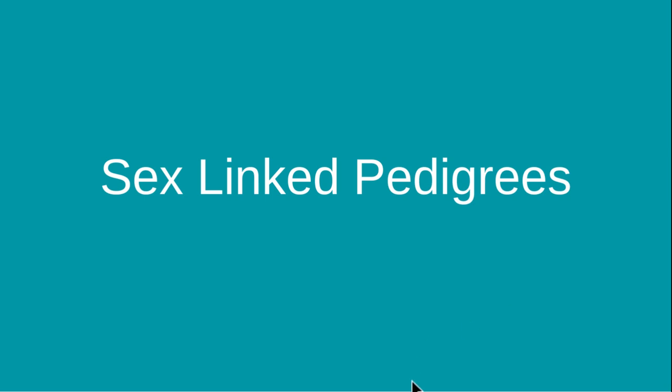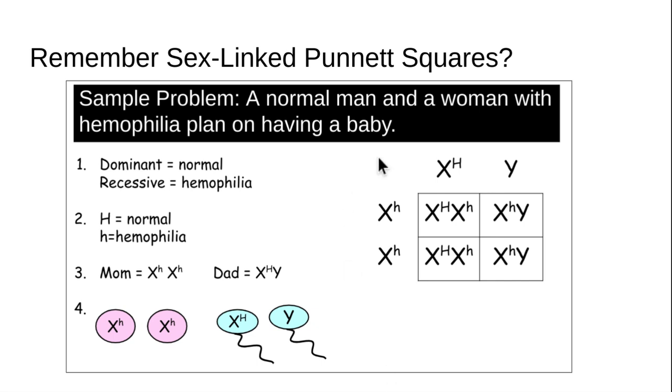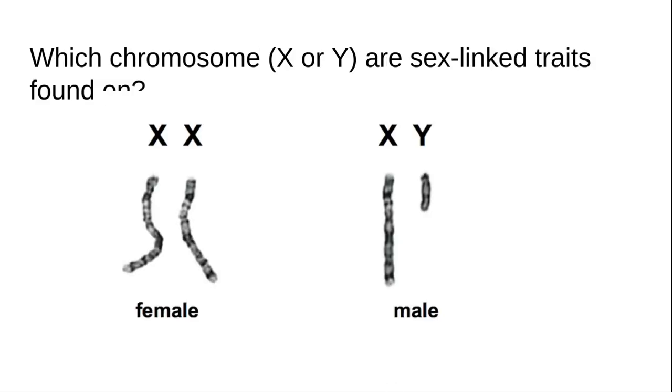So today we're going to talk about sex-linked pedigrees. Do you remember sex-linked Punnett squares where we had the X's and Y's? Well, we had talked about that these sex-linked traits are found on the sex chromosomes. Do you remember which chromosome, the X or the Y, these traits are mostly found on? They're found on the X because it's a lot larger. It doesn't mean there aren't any on the Y, but most of them we're going to be talking about are on the X chromosome.